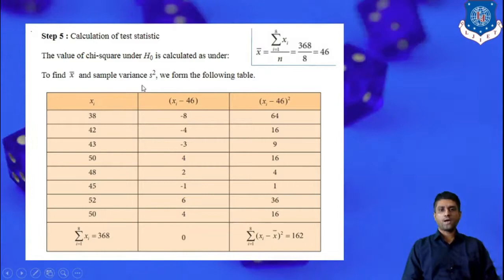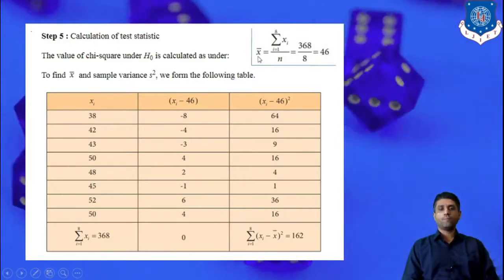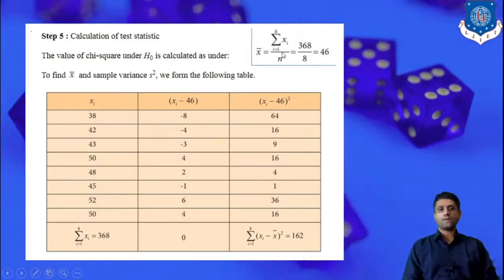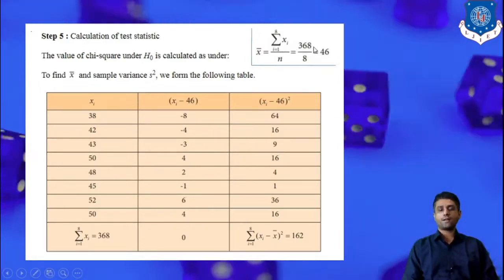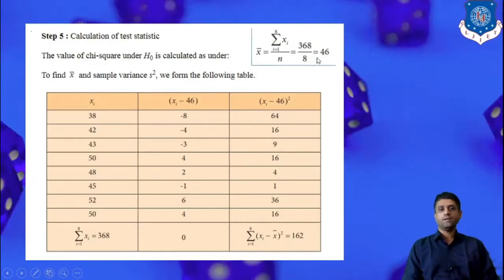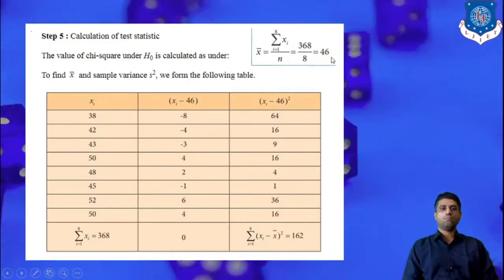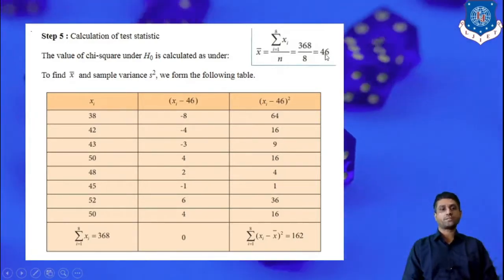To find x bar, first of all we have to calculate the mean. Mean is nothing but the sum of xi upon n. So we have to find the sum of the weights of 8 students, that is 368 kg, divided by 8. So we get the mean weight of the 8 students as 46 kg.